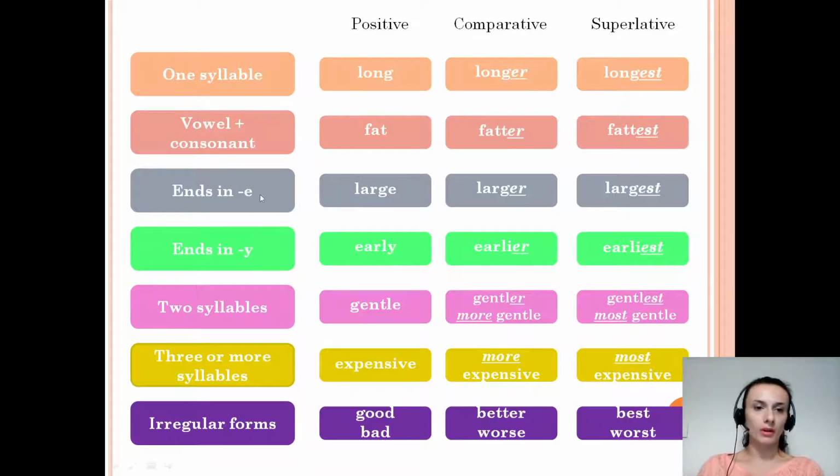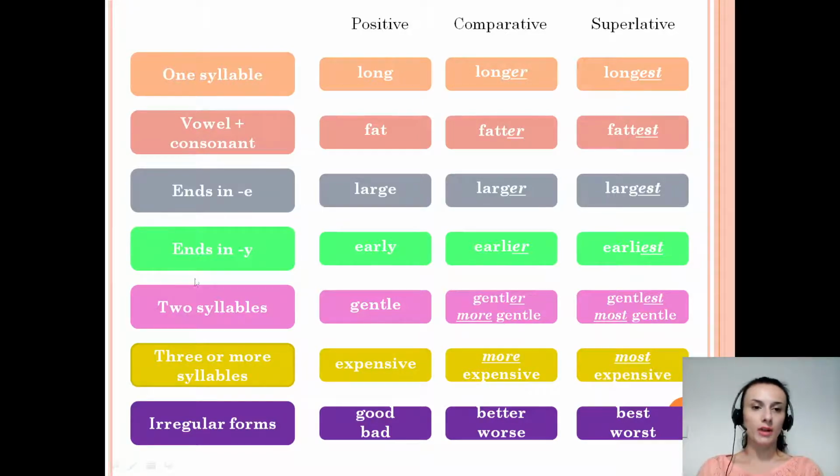For one-syllable adjectives ending in e, the rule is to remove the letter e from the positive form of the adjective and then to add the endings er for comparative and est for superlative form. We have large, larger in comparative, and largest in superlative.